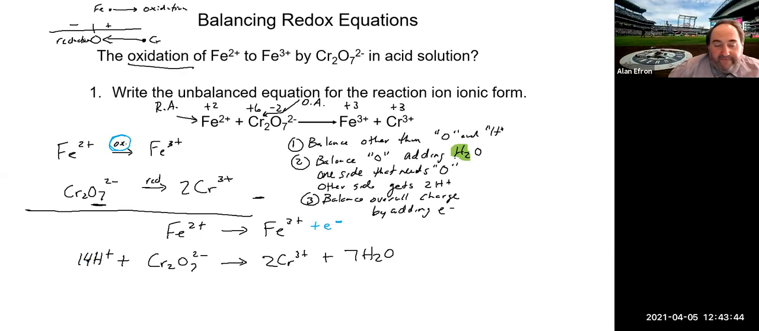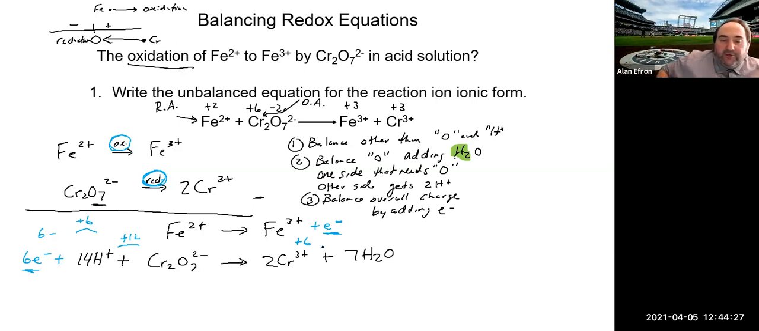We do it on the bottom. I got 14 positives for the H's on the left and a -2 for the dichromate. That's a +12 happening over here. Right-hand side, that is a +6 happening here as water is neutral. So the left-hand side here will need 6 electrons. 6 negatives and 12 positives gives me a +6 to match the +6 on the right-hand side. Also makes sense because we know that that second reaction is a reduction reaction, and my electrons should end up on the left-hand side of the arrow.